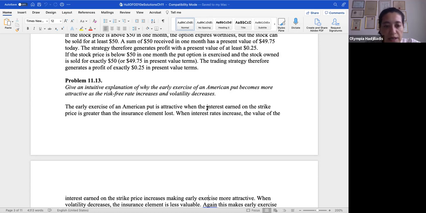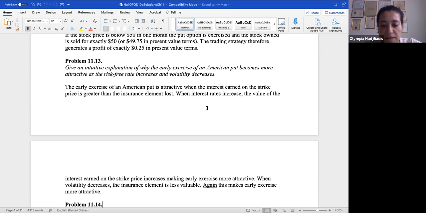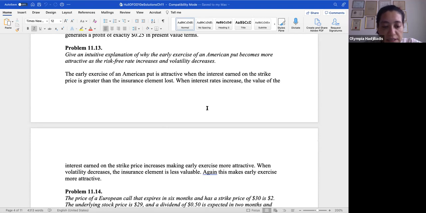The early exercise of an American put is attractive when the interest earned on the strike price is greater than the insurance element lost. When interest rates increase, the value of the interest earned on the strike price increases, making early exercise more attractive. When volatility decreases, the insurance element is less valuable. And again, this makes early exercise more attractive.